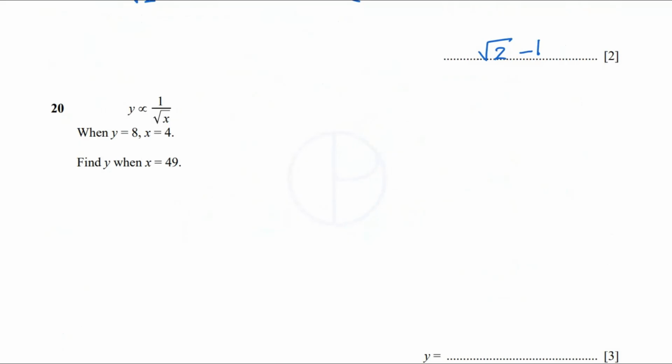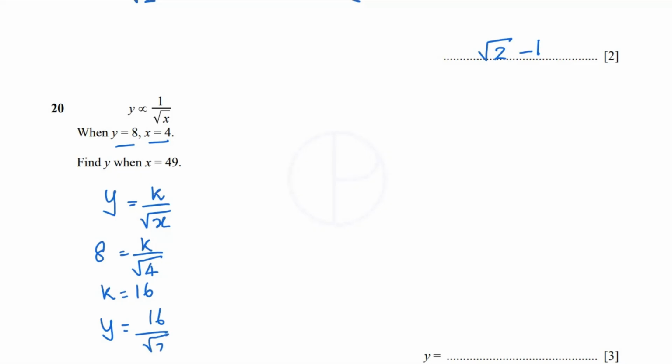Next, y is proportional to 1 over square root of x. When y is equal to 8, x is 4. Okay, this proportionality can be written as y is equal to k divided by square root of x. Substitute y value and x value to get the value of k. So 8 is equal to k divided by square root of 4. Square root of 4 is 2. 2 times 8 will be 16. So k is 16. So y is equal to 16 divided by square root of x.